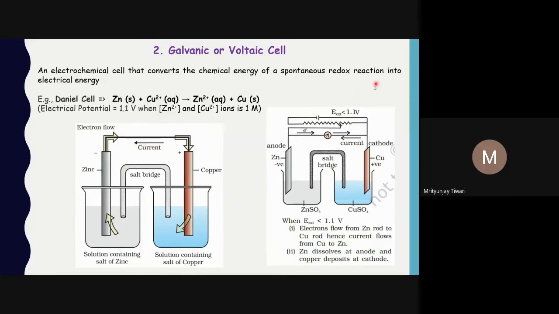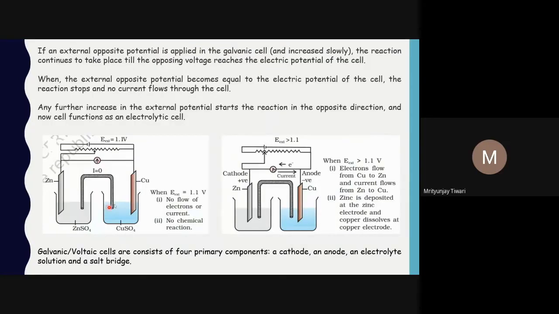And so if an opposite external potential is connected, and that potential is less than the EMF of the cell, the electric potential of the cell, we still see the flow of electrons in this direction, or the electric current flowing in the opposite direction. But once this external opposite potential becomes equal to the EMF of the cell, we see no flow of electrons, no flow of electricity in any direction.